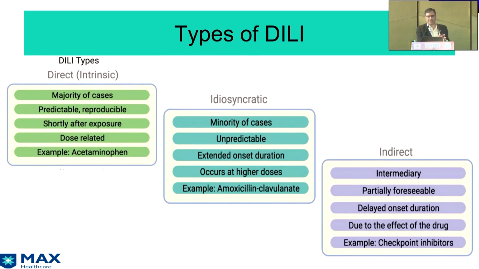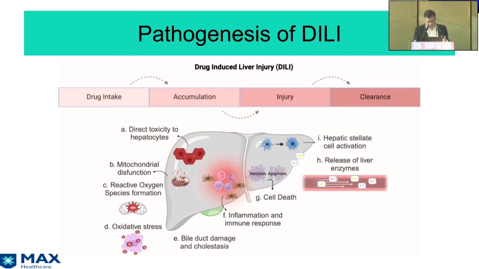These are the types of drug-induced liver injury we usually see. The direct or intrinsic type, which is usually reproducible and dose-dependent. Beyond a threshold, you know that the patient will develop DILI. An example is acetaminophen. The second is idiosyncratic, which is much less common and unpredictable. The most common example is amoxicillin-clavulanate. And third is indirect or intermediary. The most common example is checkpoint inhibitor-induced DILI.